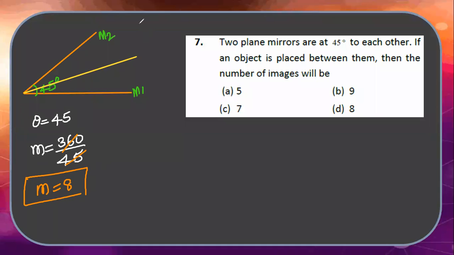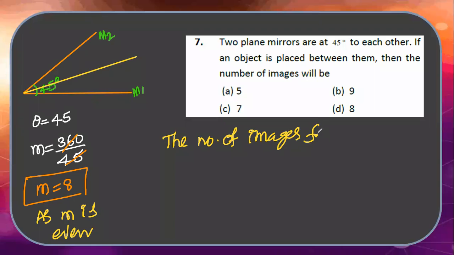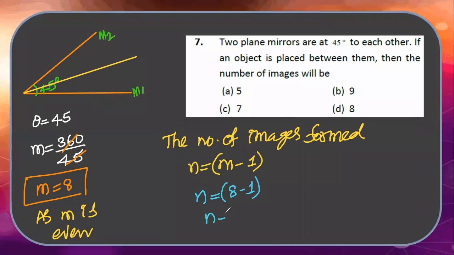If M is an odd number or M is an even number: as M is even, the number of images formed N is equal to M minus 1. Then N is equal to, M is how much? 8. 8 minus 1. N is equal to 7, like this, right?